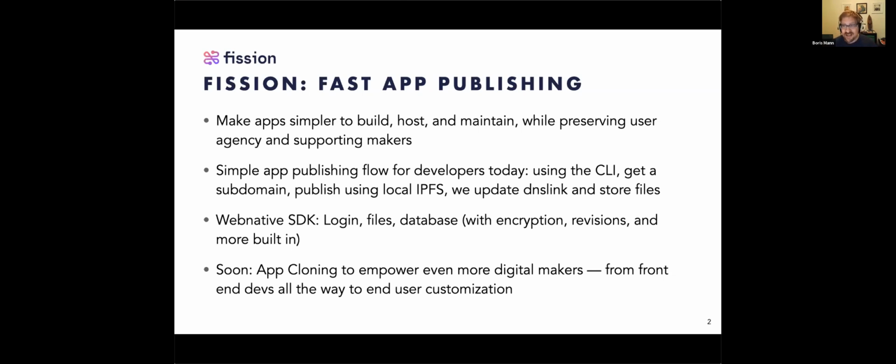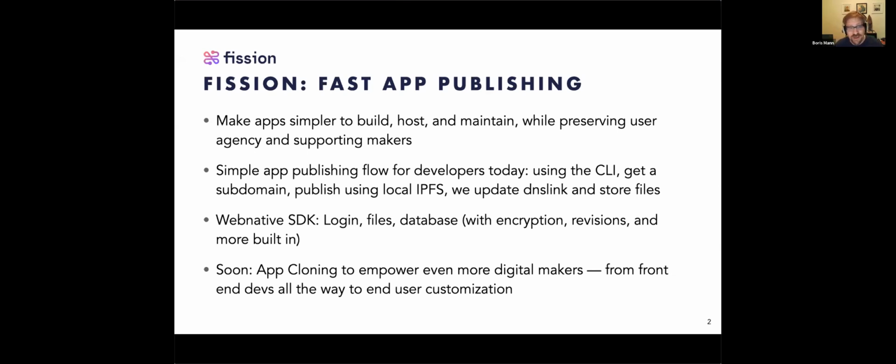So one of our taglines that we use right now is fast app publishing. The actual goal is to make apps simpler to build, to host, and maintain while preserving user agency and supporting makers. I like to use the word makers because while that might start with developers, we very quickly want to get to designers and users being included in that as well with some of the things that we're doing. So we have a fast and simple app publishing flow for developers today.